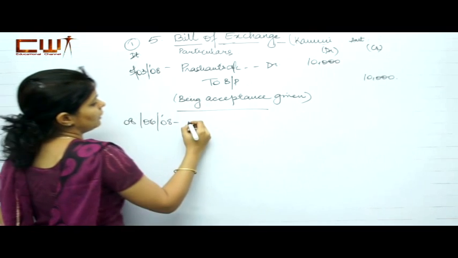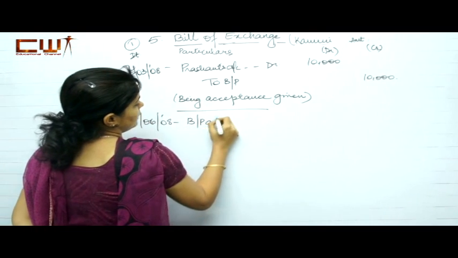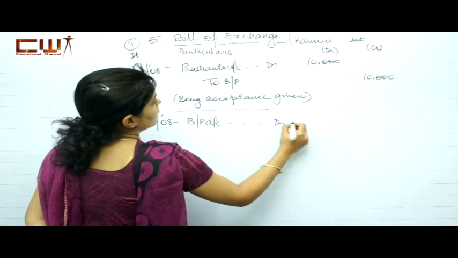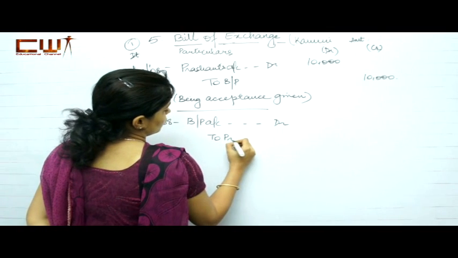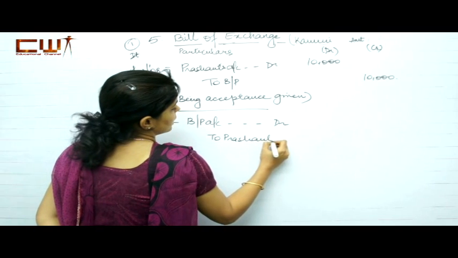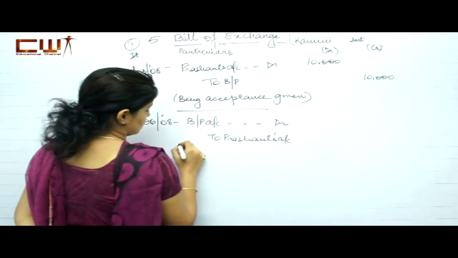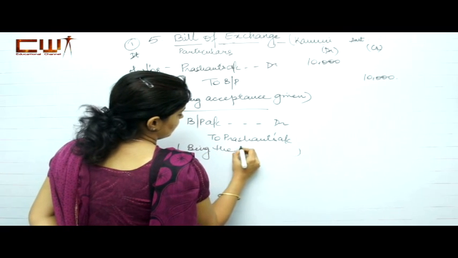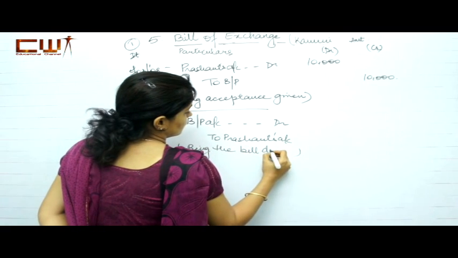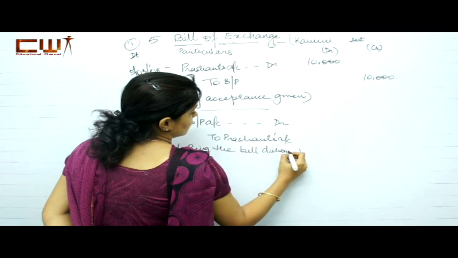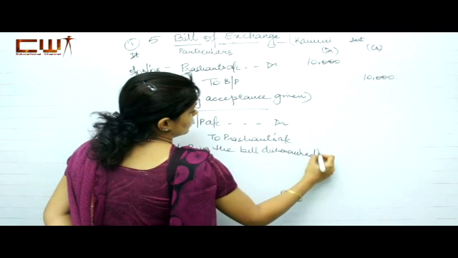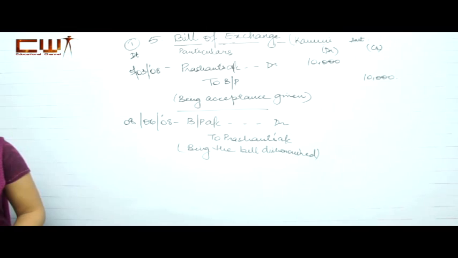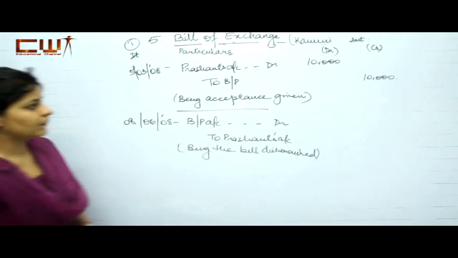Just the reverse entry. Bills payable account debited to Prashant's account. Alright. Being the bill dishonored. How much is the bill for? 10,000.